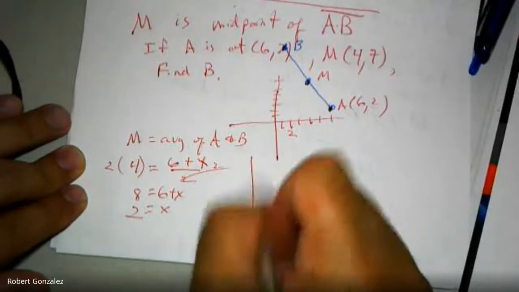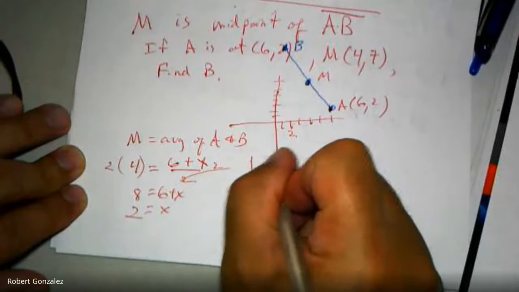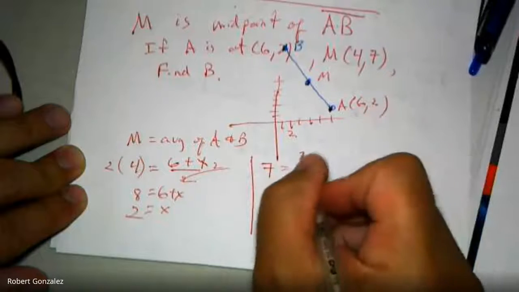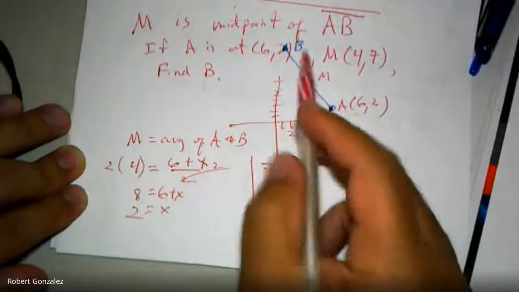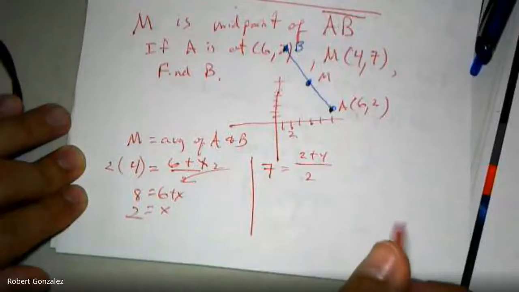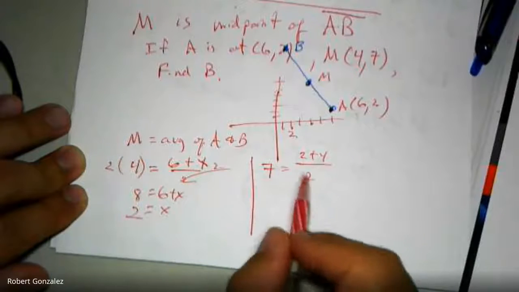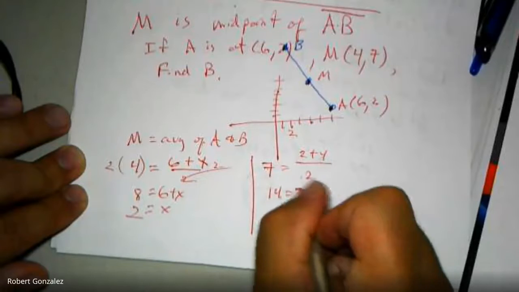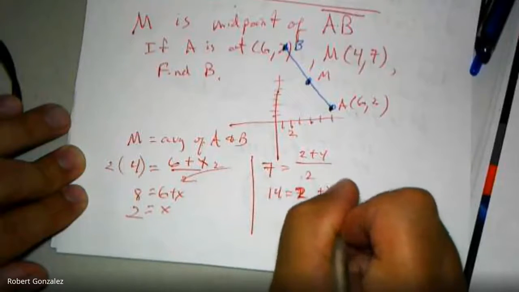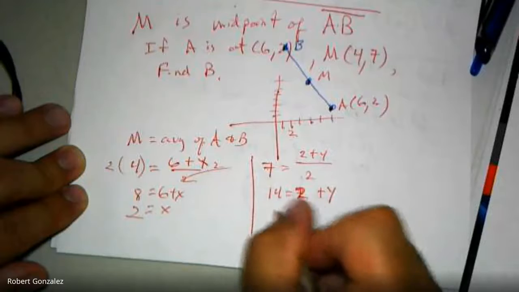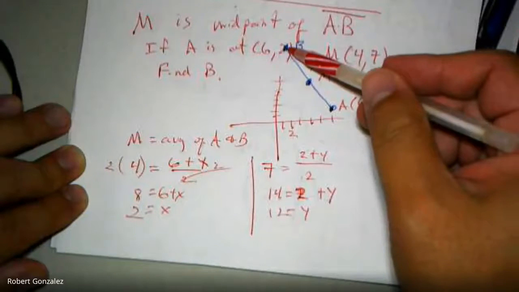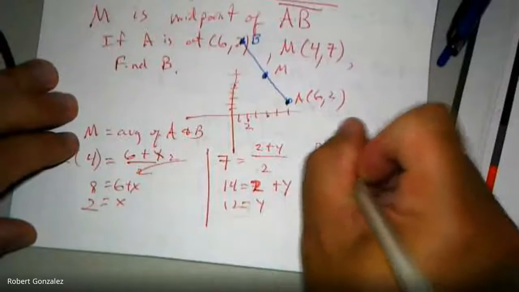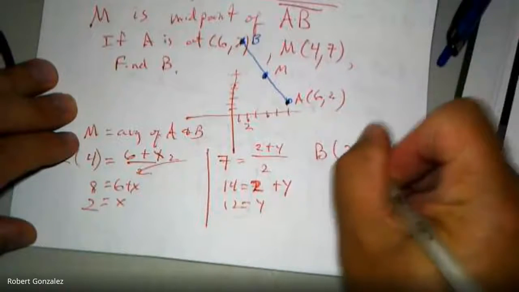Let's do the y coordinate now. 7 equals the y coordinate of A plus the y of B, over 2. Multiply by 2 on both sides, and you get 14 equals 2 plus y. Subtract 2, and you get 12. That looks about right also. B is way up there, like 12. My coordinates for B are (2, 12).